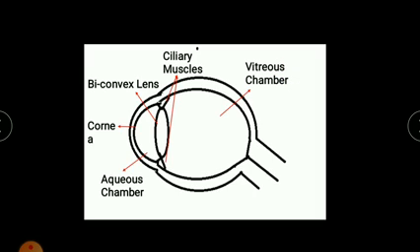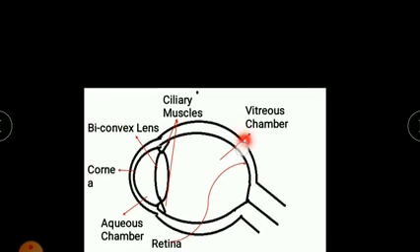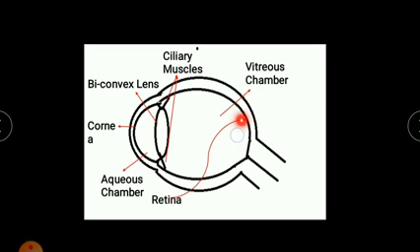Now the third one. As you can see, I've made my arrow in this particular manner. Why is it so? Because this portion of the diagram is the retina, the inner screen. That's why the arrow is indicated from this direction. That's why it is the retina.